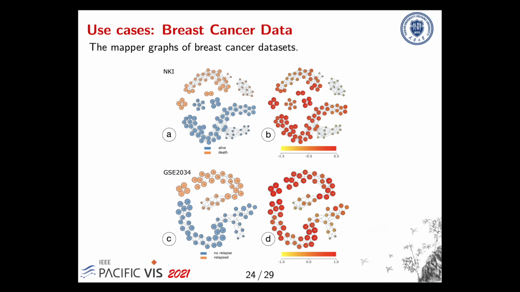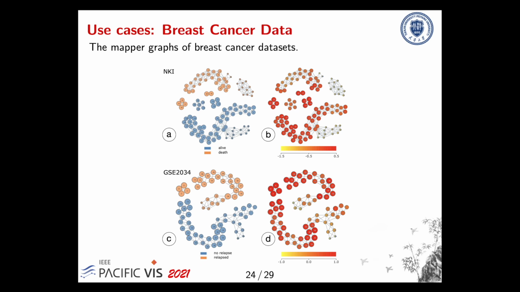The image shows the MAPR graphs of both NKI and GSE data. On the left side, the nodes in the NKI MAPR graph are colored with either survivor or not. The nodes in the GSE MAPR graph are colored with either the patients were relapsed or not. On the right side, the nodes are colored with the gene expression levels. The size also indicates the expression levels.